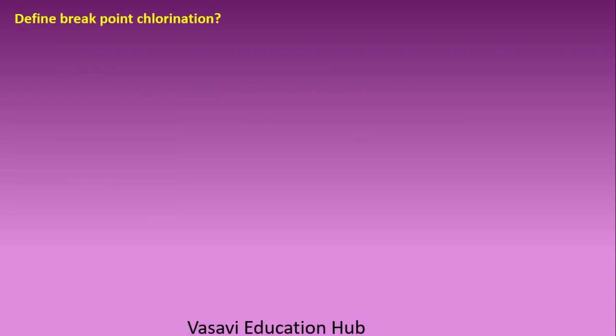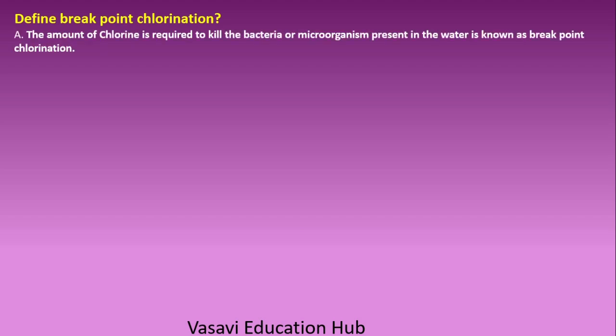So what is breakpoint chlorination? What is meant by breakpoint chlorination? The amount of chlorine required to kill the bacteria or microorganisms present in the water is known as breakpoint chlorination. So clear, students? The amount of chlorine required to kill the bacteria or microorganisms present in the water is known as breakpoint chlorination.